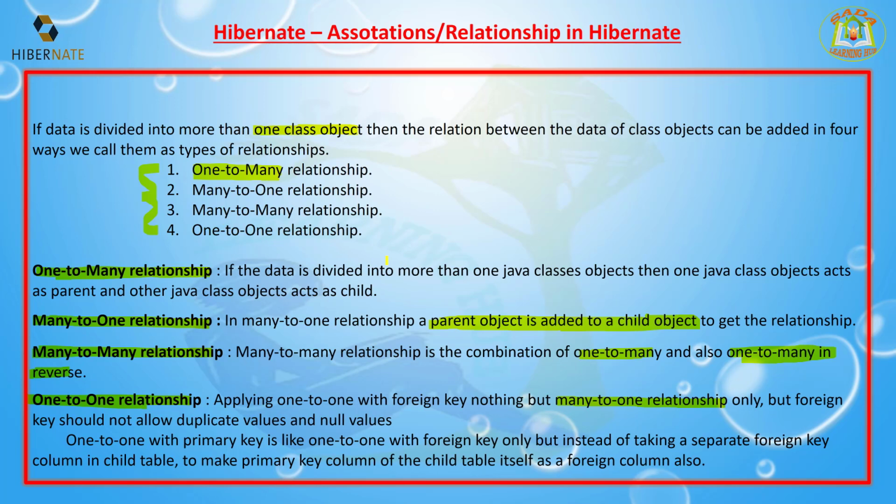See here, there are four different types of relationships available in Hibernate. The first one is one to many relationship, which means one parent has many children. The second one is many to one relationship, which means many parents have one child. The third one is many to many relationship, many parents have many children. And one to one means one parent has one child. That is about the relationships in Hibernate.